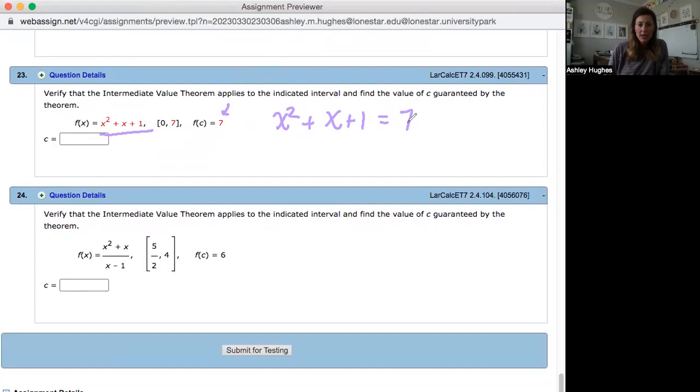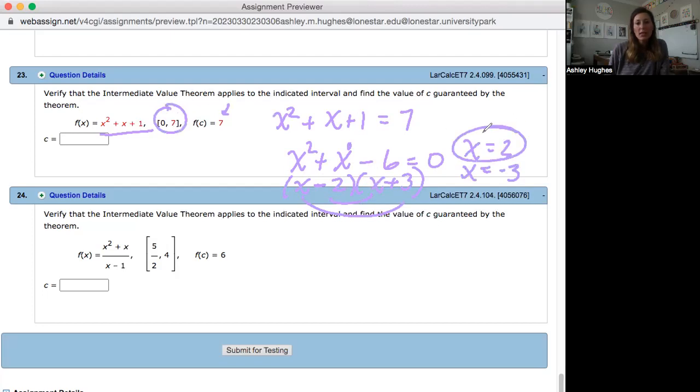So if I solve this, x squared plus x, subtract the 7 over, that would be minus 6. That would be x minus 2 times x plus 3, because if I do this, I get 3x minus 2x, which gives me this x here. So that means I have x equals 2 and x equals negative 3. I want the one in between 0 and 7, so that would be x equals 2. C is an x value. It's just that particular x value that when you plug in 2, you output what they said here, 7, which you can check. 2 squared plus 2 plus 1, is that 7? 4, 5, 6, 7. Yes, it works out.